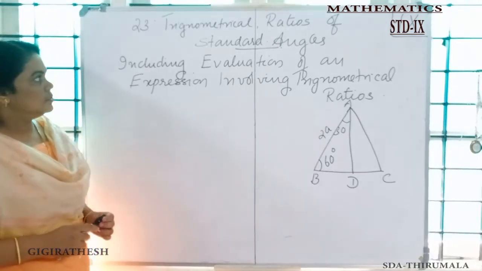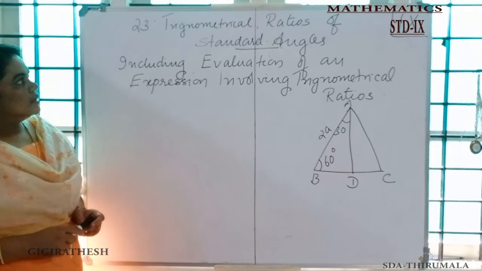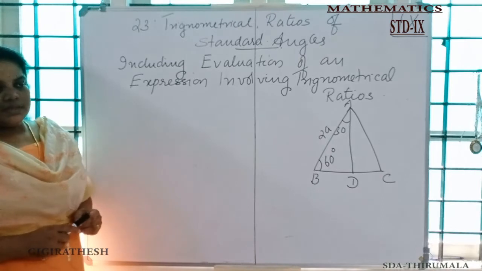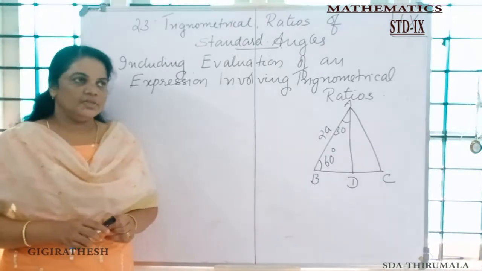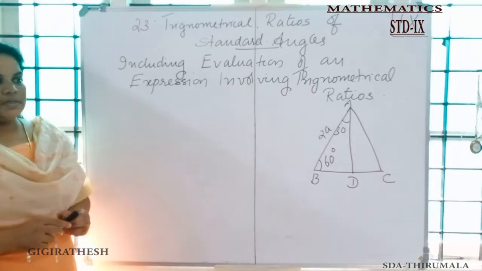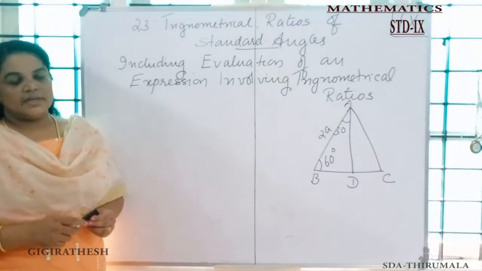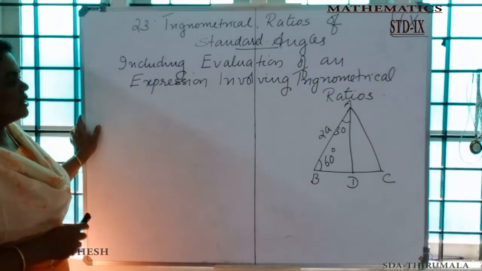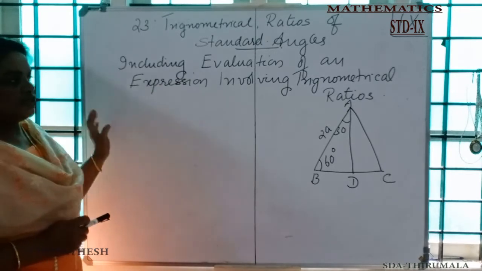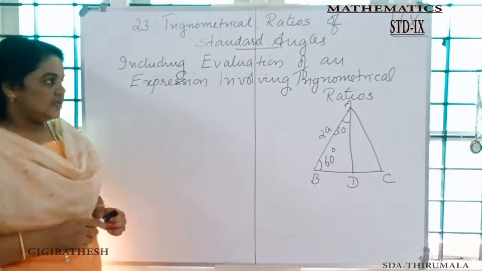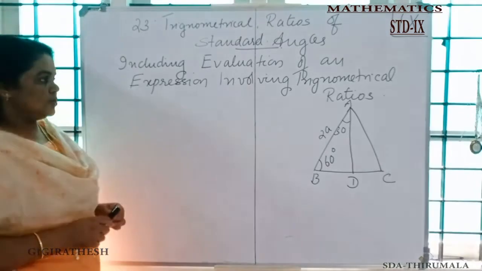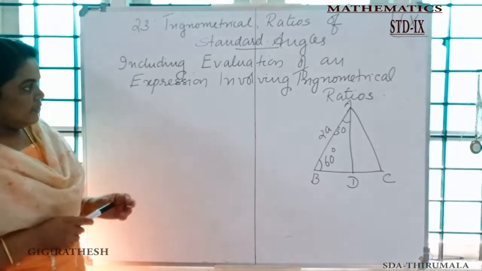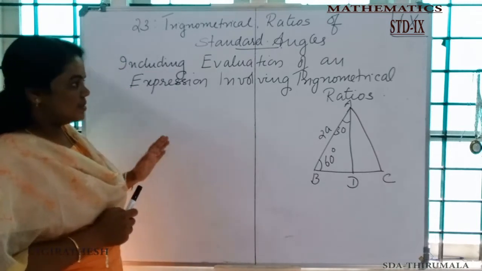Dear students, today we are studying the 23rd lesson, that is trigonometrical ratios of standard angles. In the previous lesson we studied the six trigonometric ratios, that is sine, cos, tan, sec, cosec and cotangent, including evaluation of an expression involving trigonometrical ratios. Here we are studying the values of the trigonometrical ratios, that is sine 30, sine 60, sine 0, etc. And how can we evaluate the values of these ratios?